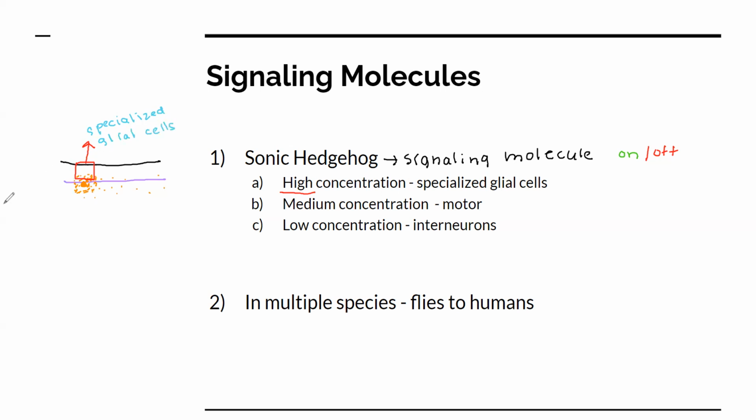Then, if you look at the concentration where there's somewhat medium concentration over here, right? Like so, the medium concentration will become motor neurons. And finally, if you take a look at the farthest one where there's barely any molecules present, like it's super duper non-existent, then low concentration will create something called interneurons.